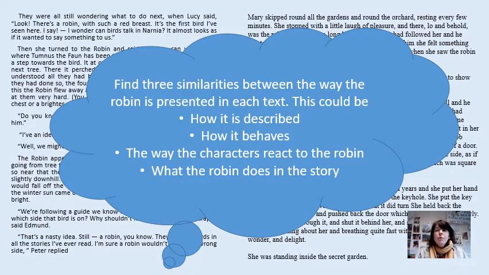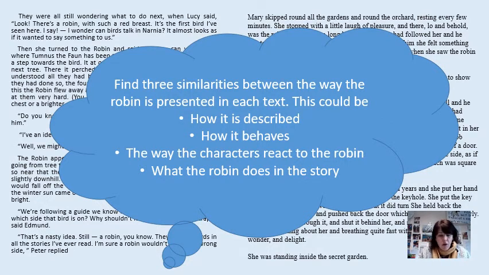Okay, and you might have noticed the following similarities. There is a communication between the robin and the children in both stories. Both sets of children talk to the robin, and the robin seems to respond in some ways. So we've got Lucy asking the robin, "Please, can you tell us where Tumnus the fawn has been taken to?" And we've got Mary in the secret garden almost teasing the robin, saying, "You showed me where the key was yesterday, you ought to show me the door today, but I don't believe you know."